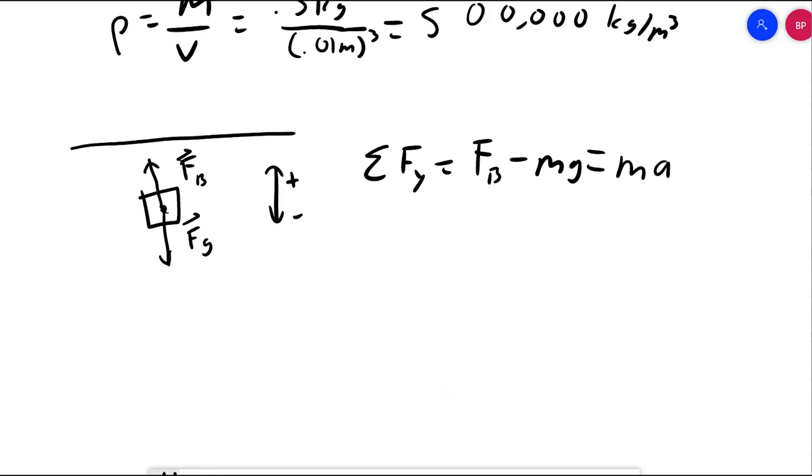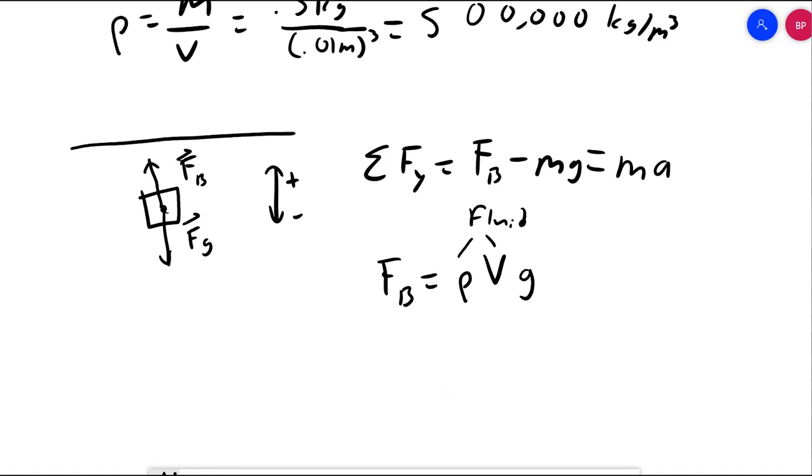Now we don't know what this acceleration is, so we can't do anything with this formula to find the buoyant force. So instead we'll use our formula directly. We know the buoyant force is given by the density of our fluid times the volume of our fluid displaced times the acceleration due to gravity. An important thing to note is that these are for the fluid, not for the object. So this will be 1,000 because our fluid is water.